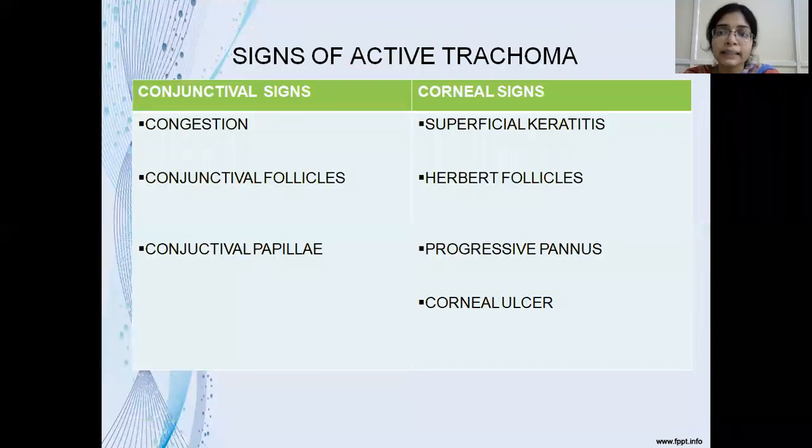Now, what are the signs of active trachoma? Again, as we remember, active trachoma occurs when the patient is in his childhood phase. So typically when the patient is a child, what all active features of trachoma can occur? So typically we divide them into conjunctival signs as well as corneal signs. So what are the conjunctival signs? We'll go line by line.